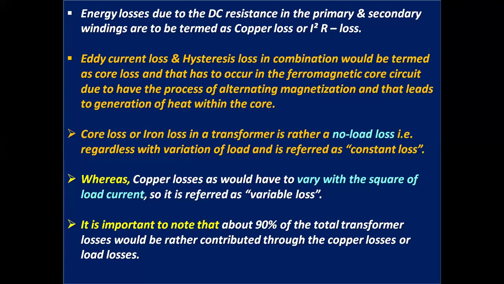It is important to note that about 90% of the total transformer losses are contributed by the copper losses or load losses. That is, variable loss is about 90% of the total transformer losses.